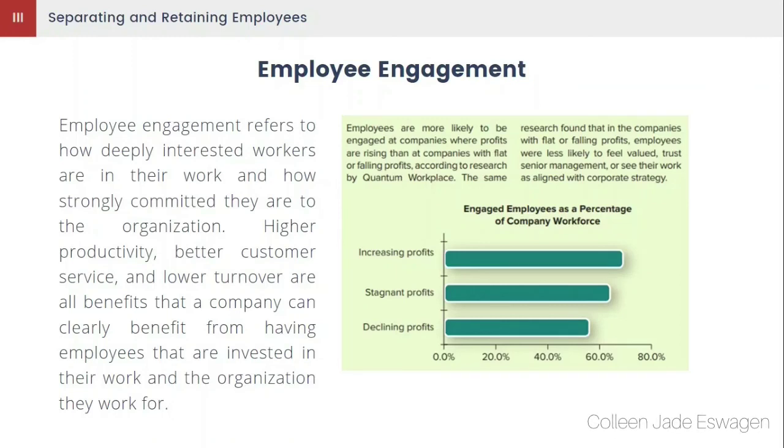And did you know that employees are more engaged at profitable companies? According to Quantum Workplace Research, organizations with rising earnings have more engaged workers than those with flat or declining revenues. According to the same study, employees were less likely to feel appreciated, have faith in senior management, or believe their work was in line with company strategy in businesses with stagnant or declining profitability.